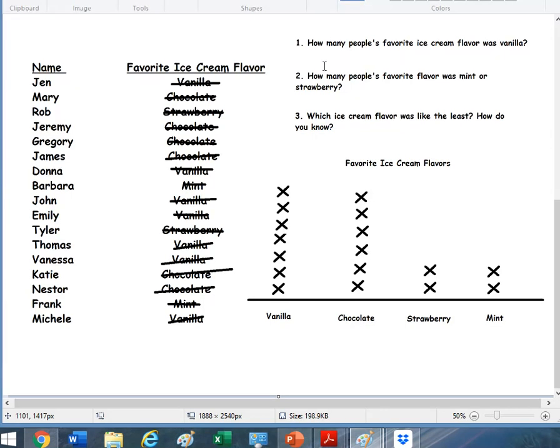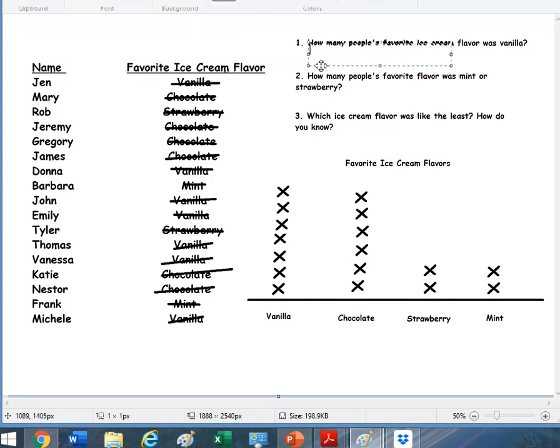So now let me go and answer some questions. I put some questions here so you get an idea of the types of questions that they'll ask you. So it says how many people's favorite ice cream flavor was vanilla? So we count the X's. 1, 2, 3, 4, 5, 6, 7. So I'm going to write it in a number sentence. So I'll say 7 people chose vanilla as their favorite ice cream flavor.